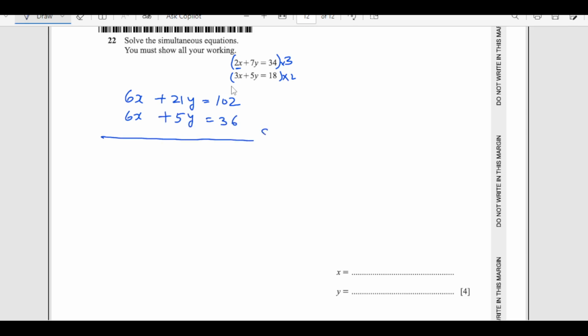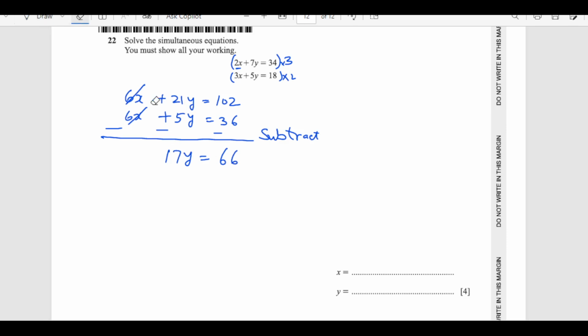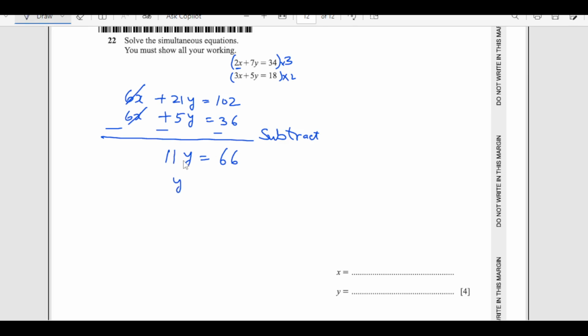Okay, so now we are going to subtract this. When you subtract this, what will happen? We are going to cancel the value of x. 6x and 6x gets cancelled. 21 minus 5, sorry, this is 11y equals 102 minus 36, it comes out to be 66. So now y is 66 divided by 11, that is 6. So we got the value of y as 6, right?